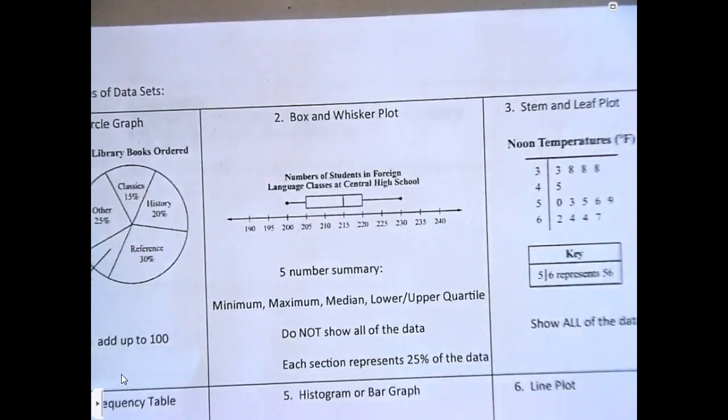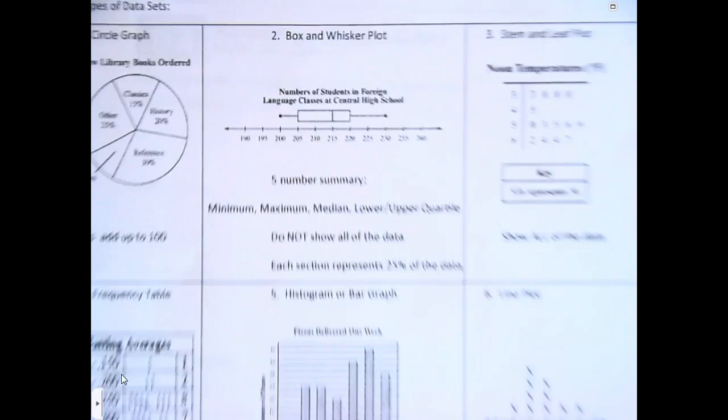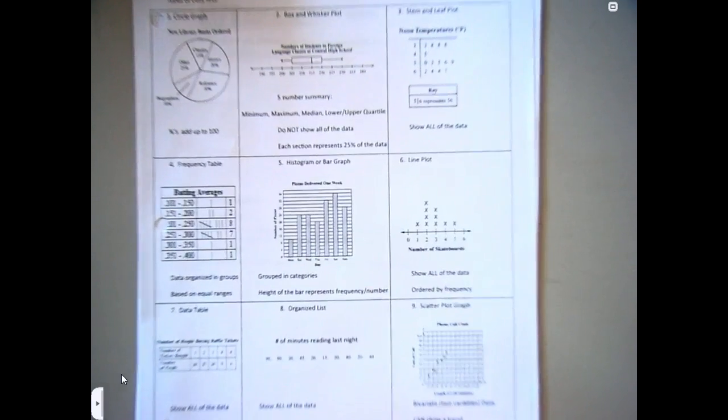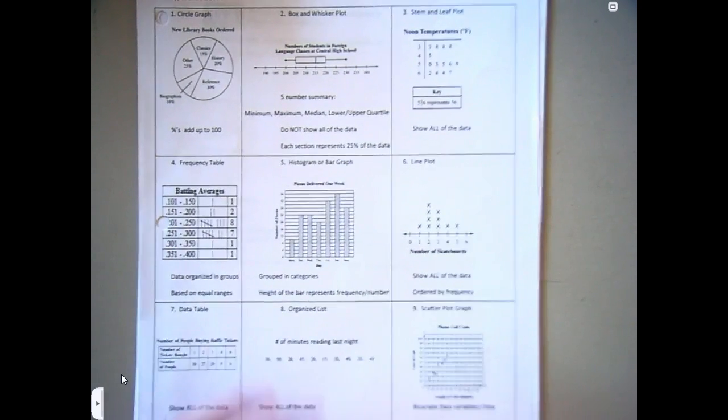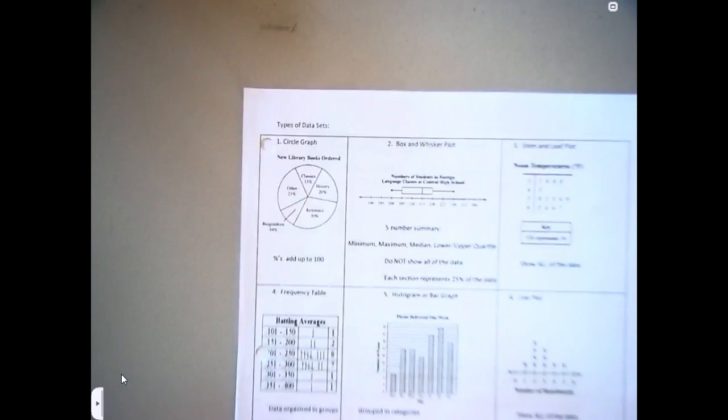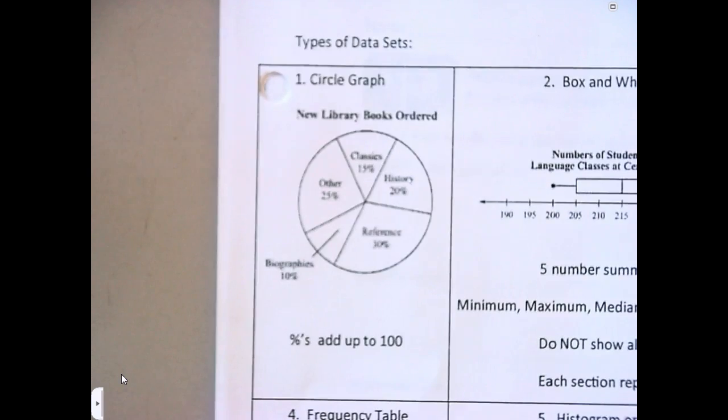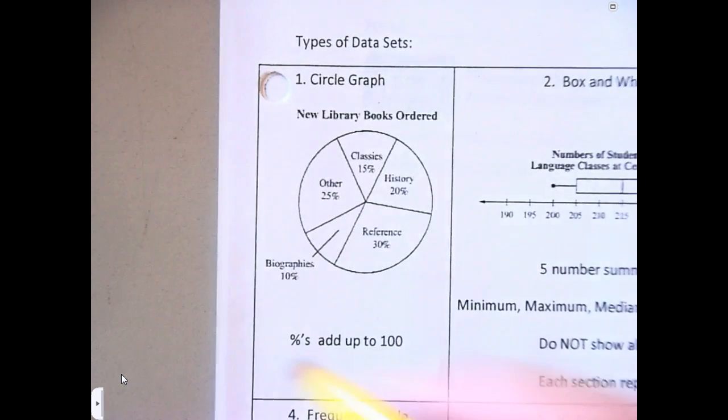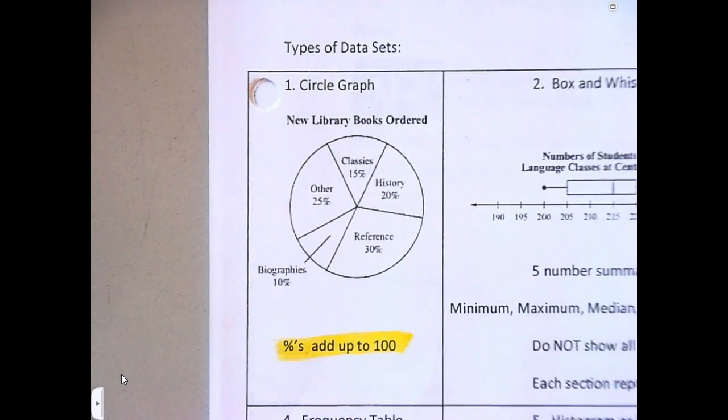Okay, it kind of gives a brief summary of each. Pretty brief, but you have your circle graph, and keeping in mind a circle graph is good to show percents in relation to the whole. So your percents add up to 100% here. Okay, it's a great way to compare using a visual.